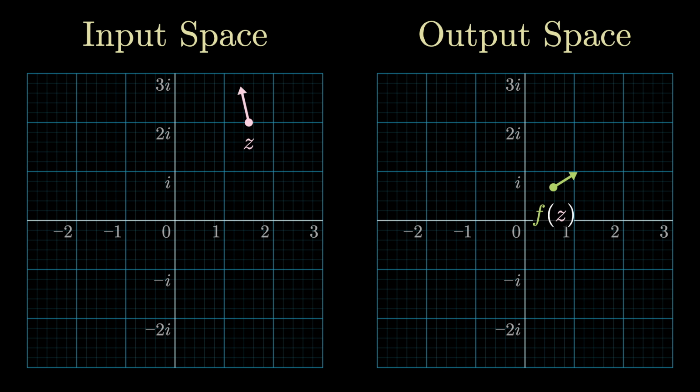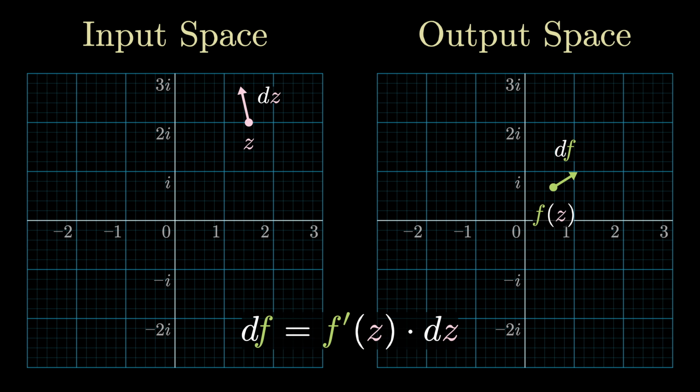For now though, let's choose some arbitrary direction and consider dz and the resulting image df. Keep this in mind, the change df is the change dz as dz approaches 0, which is why we can approximate them using vectors. I want you to notice how everything we're doing is analogous to the real derivative. Let's consider the differential in complex space, df is equal to f prime of z dz. This is telling us that df is equal to dz times some complex coefficient f prime of z.